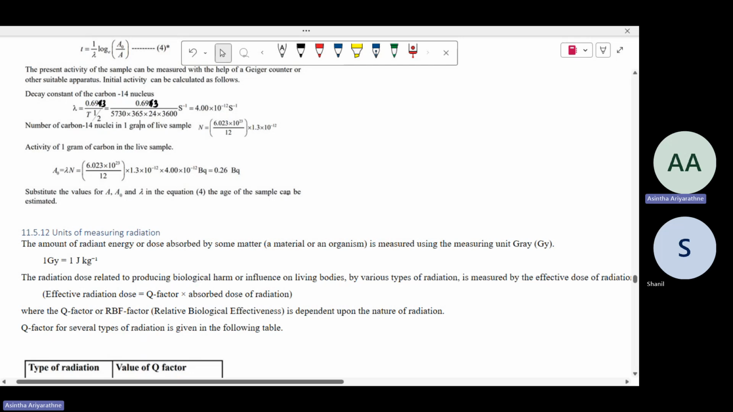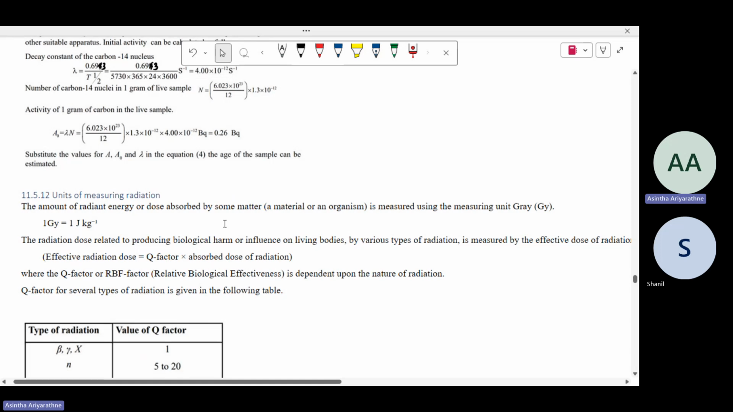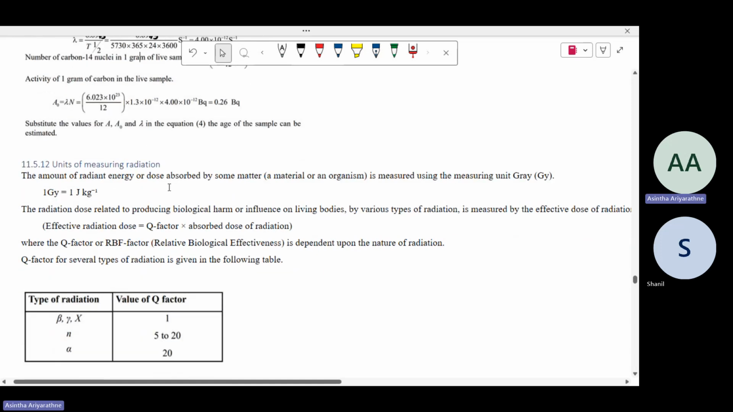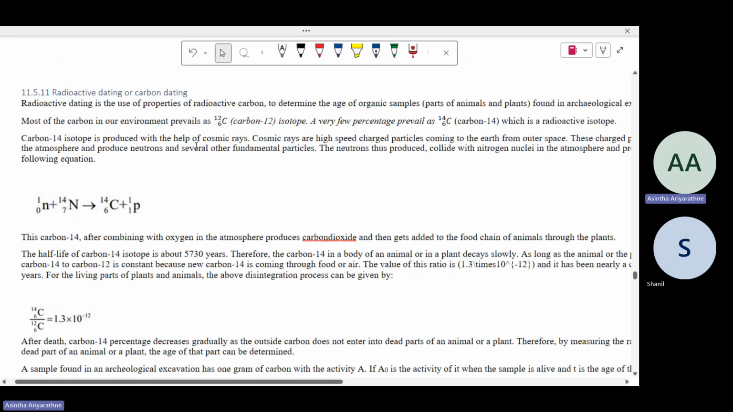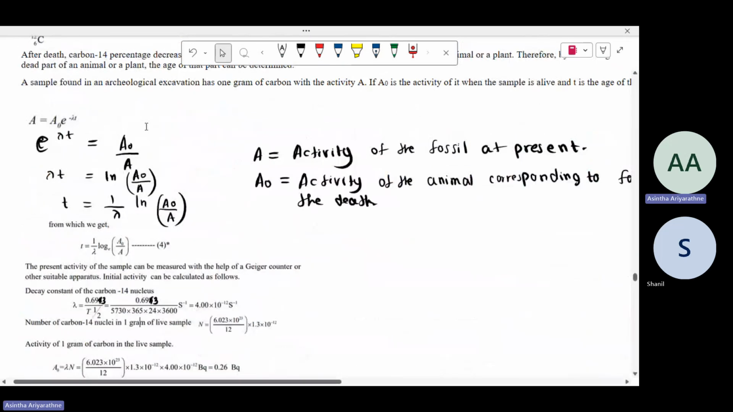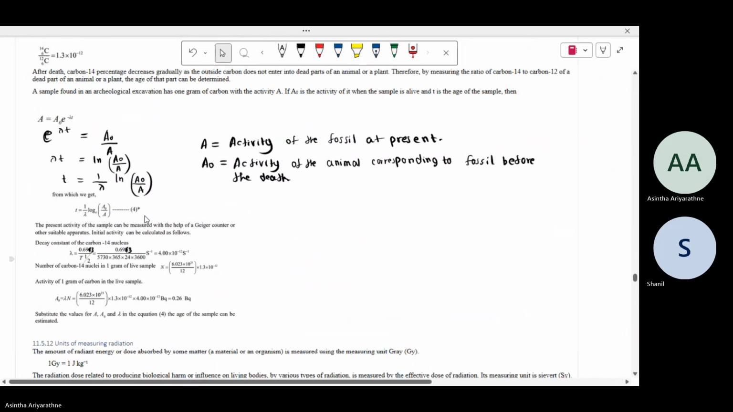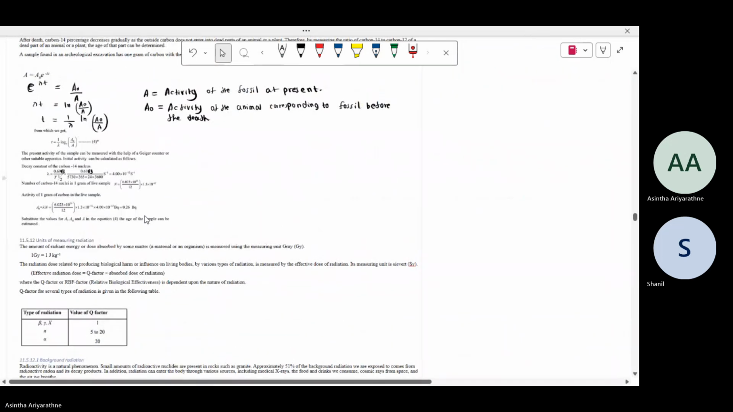Do you understand how it goes? Then to measure the radiation, initially there was a unit called becquerel, which measures activity, the number of decays per unit time. You may take this part down.